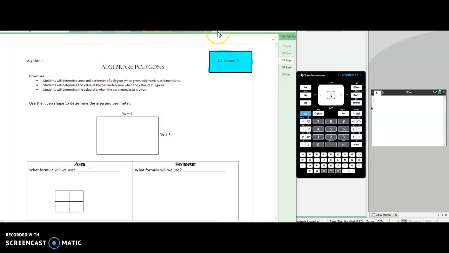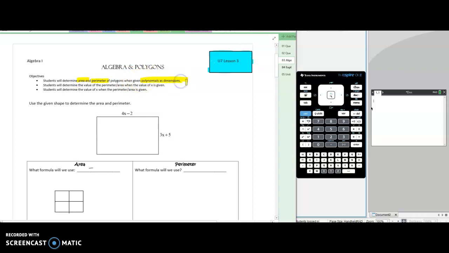Hey everyone. Okay, so we are on lesson 3, unit 7, lesson 3. Notice you have those up at the top right of your page. Each one of these is labeled now. We have algebra and polygons. Okay, so we're going to determine the area and perimeter of polygons when we're given polynomials as dimensions.